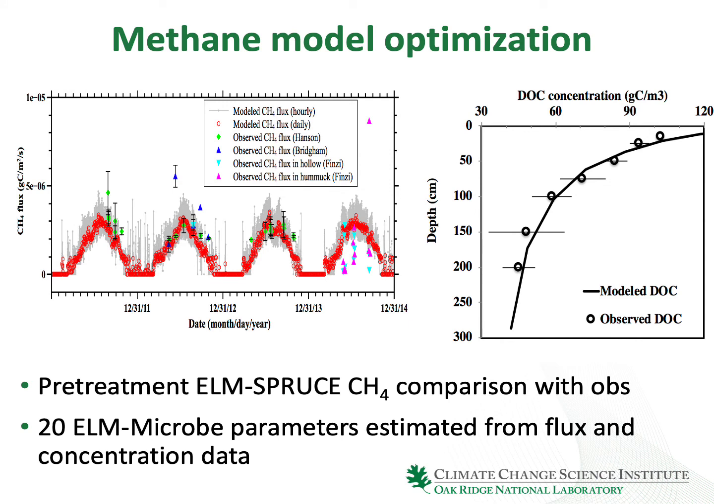We're doing a similar kind of optimization exercise for the methane model that's part of ELM SPRUCE. We have some detailed observations of methane fluxes at the site, which we've used to optimize 20 parameters in the model, and we're doing a relatively good job of representing the observed seasonal cycles with the model, and also looking at concentration profiles of dissolved organic carbon on the right hand side here as a function of depth.